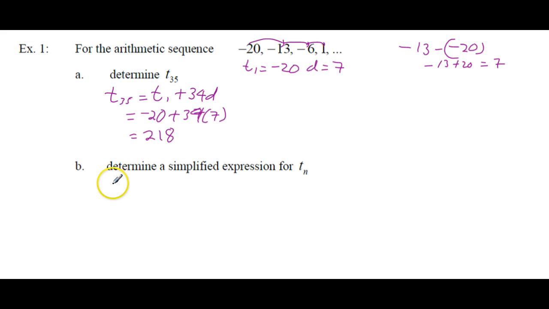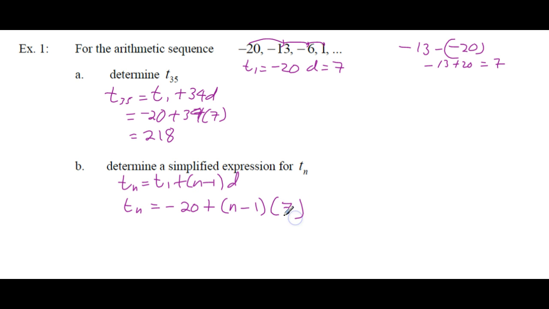Determine a simplified expression for T sub n. Okay, so we know that T sub n is T1 plus n minus 1 times D. T sub n is the thing we want to find. T1 is negative 20, the n is going to stay, so this will be n minus 1, and the D is 7. So if we've got an n here, we need an n out here. It'll be part of the formula. So negative 20 plus, using the distributive law, 7n minus 7. Let's simplify, we get 7n minus 27. T sub n.